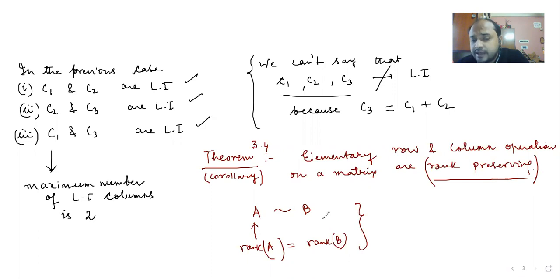Because sometimes the matrix is given in such a manner that it is not possible for us to immediately tell what the rank will be. So we apply elementary row operations on it, and we try to find the rank of the transformed matrix. And due to this theorem, since elementary row and column operations preserve rank, we can say that the rank of the transformed matrix is also the rank of the original matrix from which it was transformed. Okay.